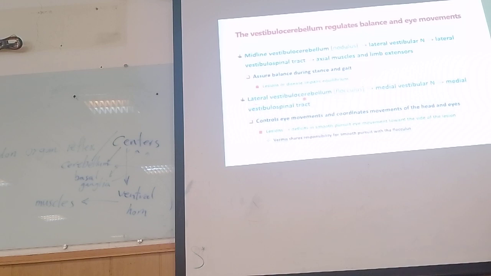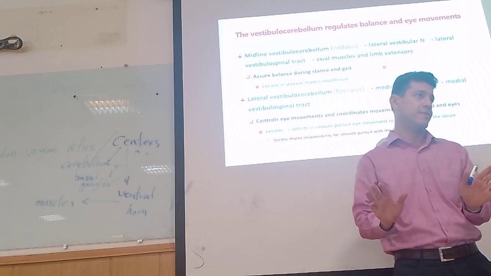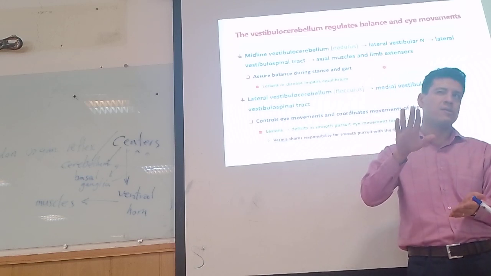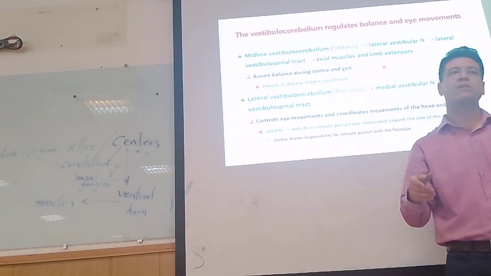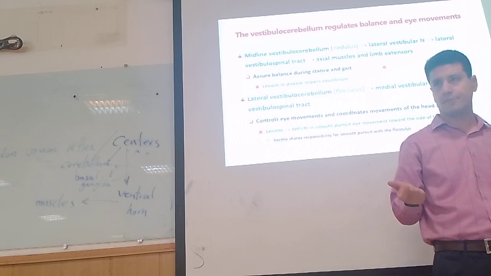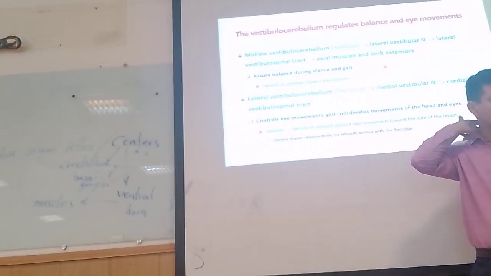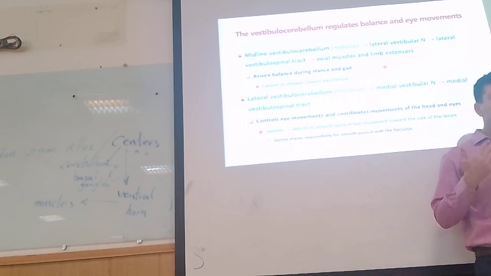Okay? Lateral vestibulocerebellum, flocculus, have connection with the medial vestibular nuclei. Remember, it's the origin of the medial vestibulospinal tract. It only goes down to cervical and thoracic levels, right? It's involved in the movements of the head and eyes. Remember this, right? So, this part of the cerebellum is mainly involved in eye movements and the movements of the head.